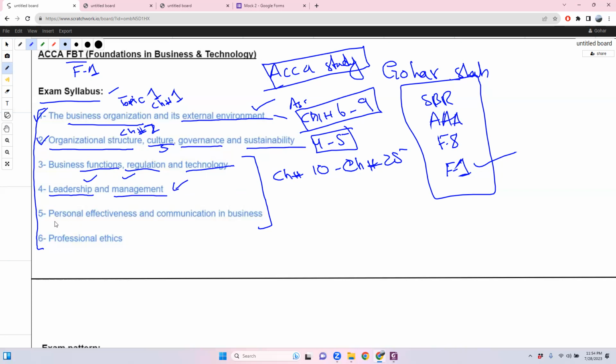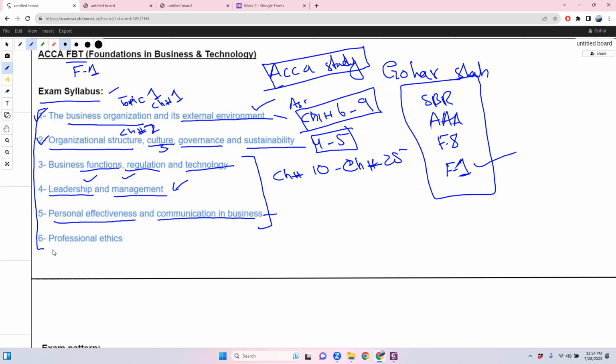The fifth topic relates with personal effectiveness. How do you ensure that you're effective at your job and effective at your work? And at the same time, how do you communicate in business? What are the advantages and disadvantages of communicating in business? What are the ineffectiveness of communicating in the business at the same time? This is a separate topic within the Kaplan study text, and at the same time the ACCA Study Hub.